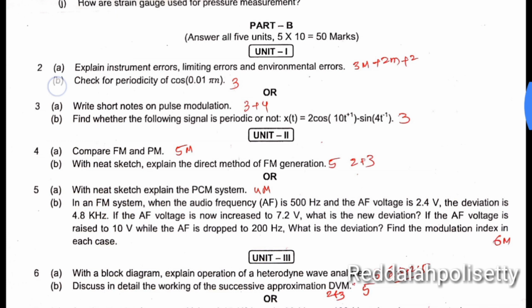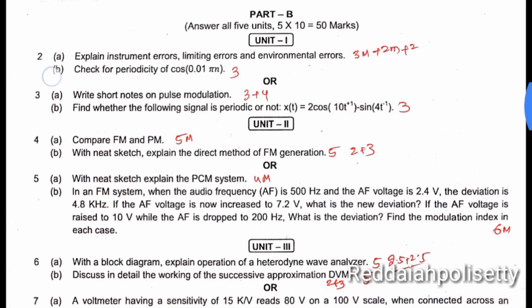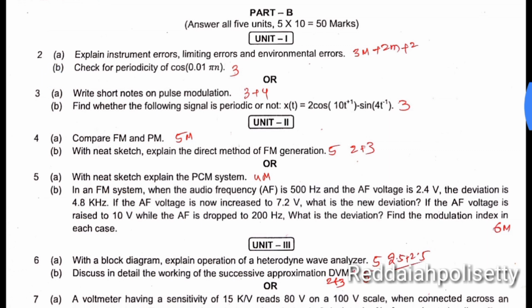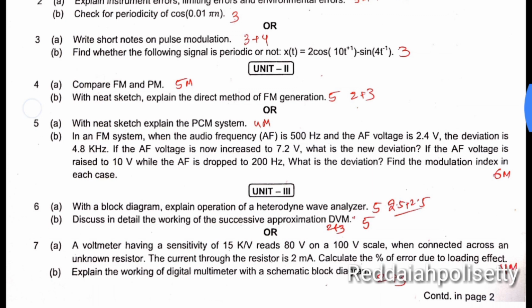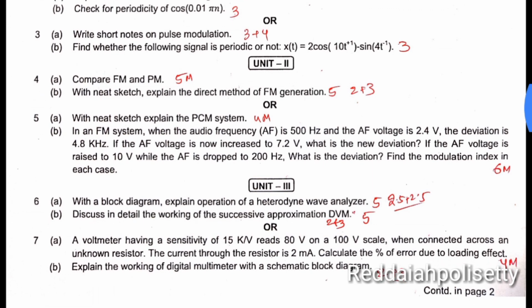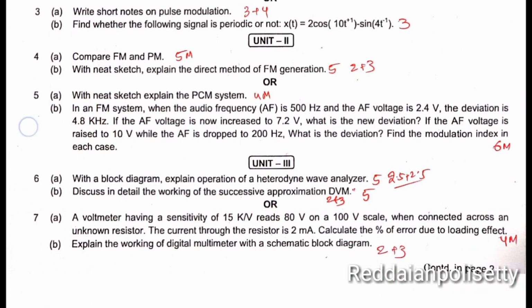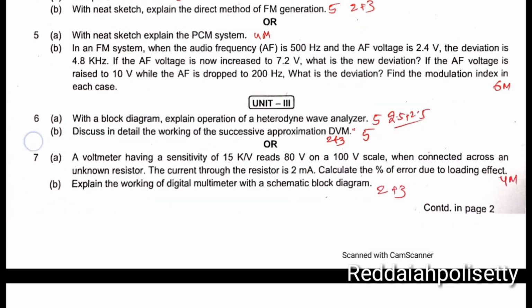Now coming to unit 3, so unit 2, unit 1. Write short notes on pulse modulation. Find whether the following signal is periodic or not. Compare FM and PM. Like that, so many questions from units 2 and 3. Now the answers we are going to discuss.